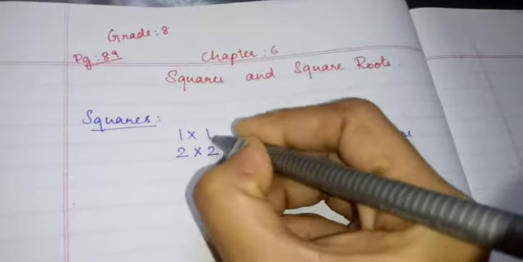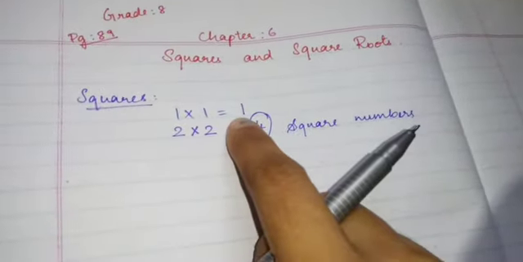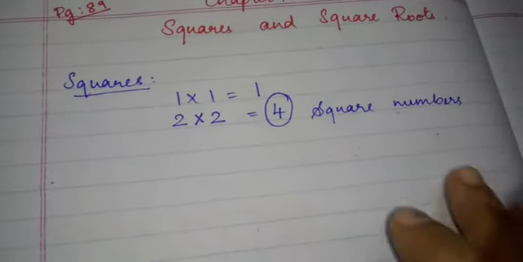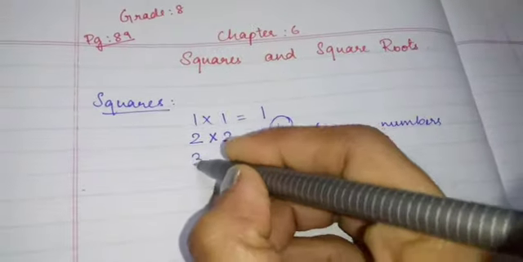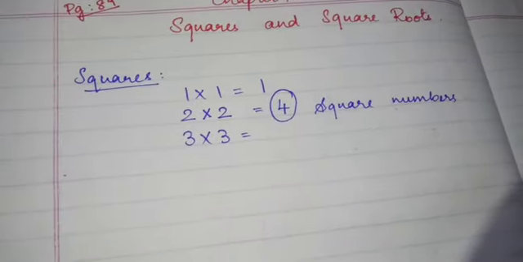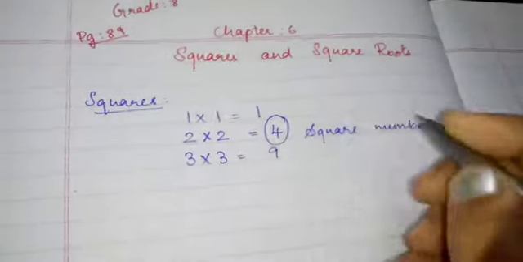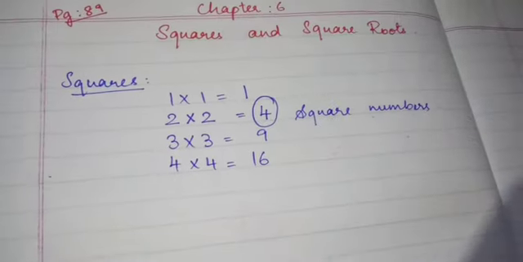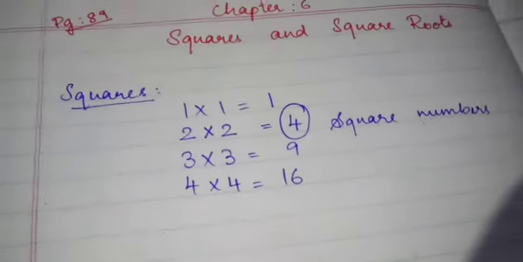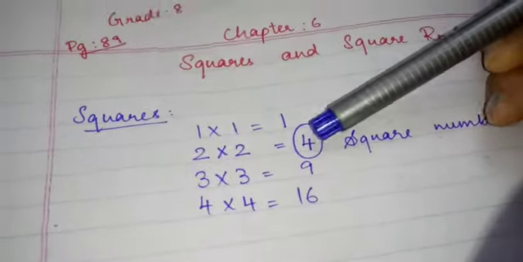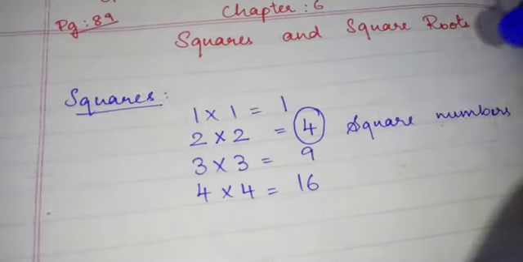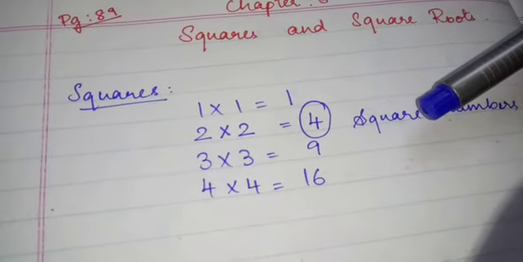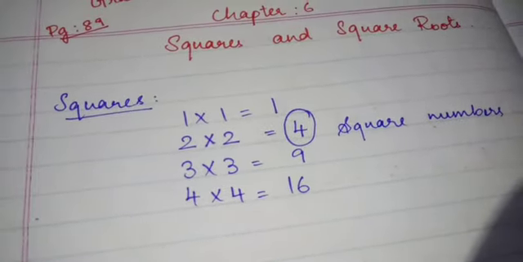So 1 into 1 is 1. Actually 1 is a square number. 2 2s are 4. 4 is a square number. 3 into 3, 3 3s are 9. 9 is also a square number. 4 4s are 16. 16 is a square number. So, we'll always say this 1, 4, 9, 16, 25 because 5 5s are 25. 6 6s are 36. So those numbers are square numbers.